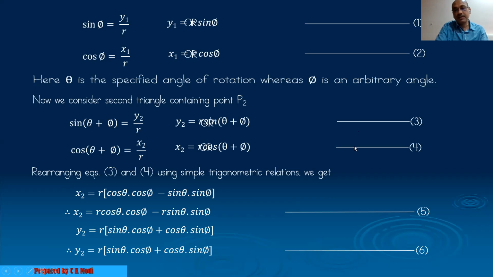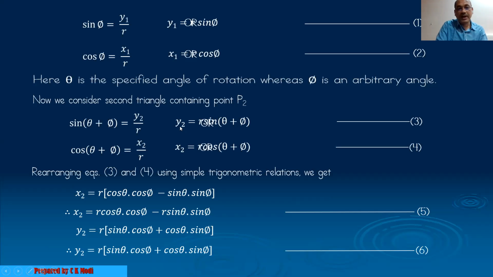This is equation number 3. This is equation number 4. Now rearranging equations 3 and 4 using simple trigonometric relations. So x2 is equal to r cos theta plus phi. While opening this bracket, we can say r times cos theta into cos phi minus sine theta into sine phi. So therefore x2 is equal to r cos theta cos phi minus r sine theta sine phi.